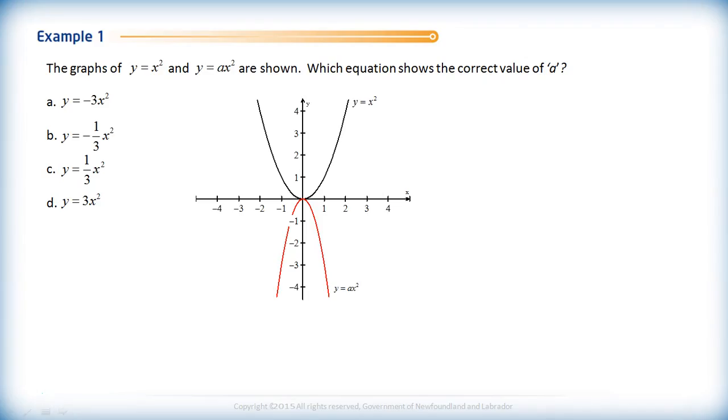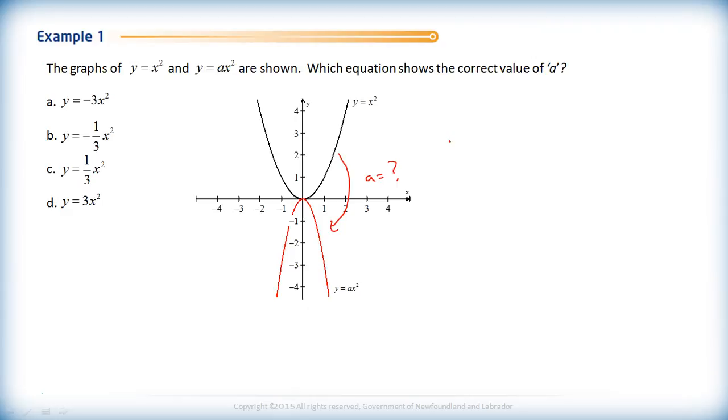It says the graphs of y equals x squared, I guess that's the black one on top there, and y equals ax squared, the red one on the bottom, are shown. Which equation shows the correct value of a? Basically we have to determine what value of a would take the graph of y equals x squared up top and turn it into this one. That's the question. So what's the right transformation here?